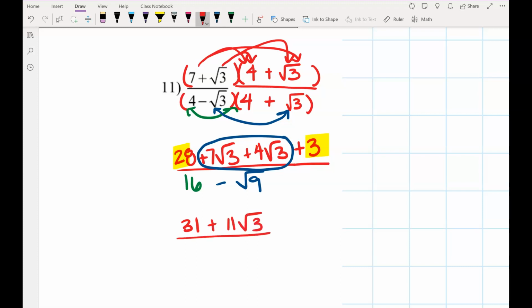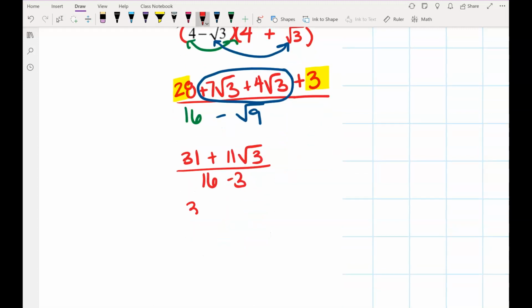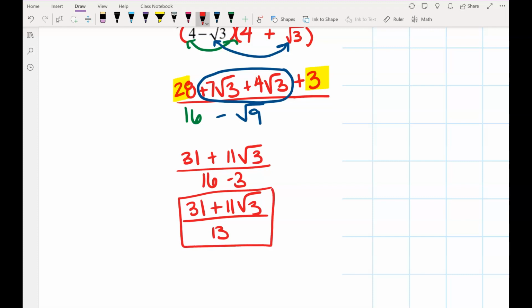On the denominator is 16 minus 3. Let's simplify that a little bit more. So that's 31 plus 11 square root of 3 all over 13. And we can't factor out anything on the top. On the bottom number, we can't do anything either. So guess what? That's our final answer without any radical. And students, that's it.